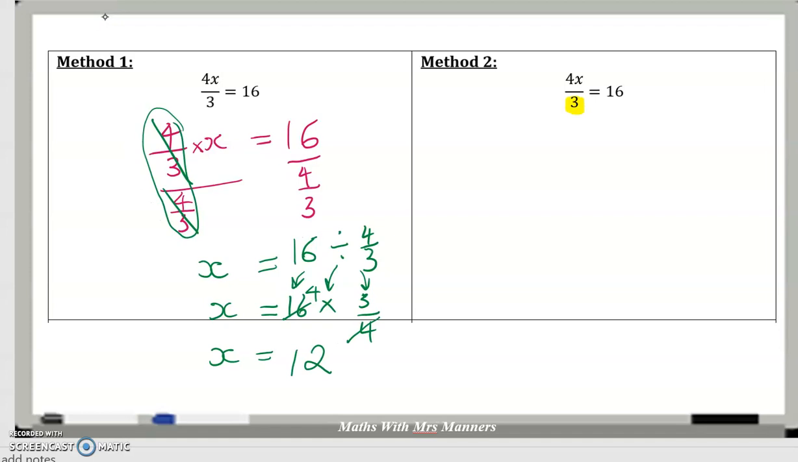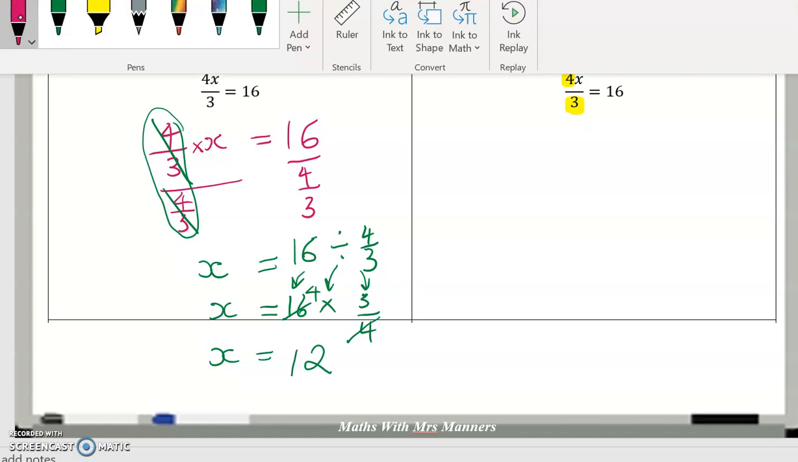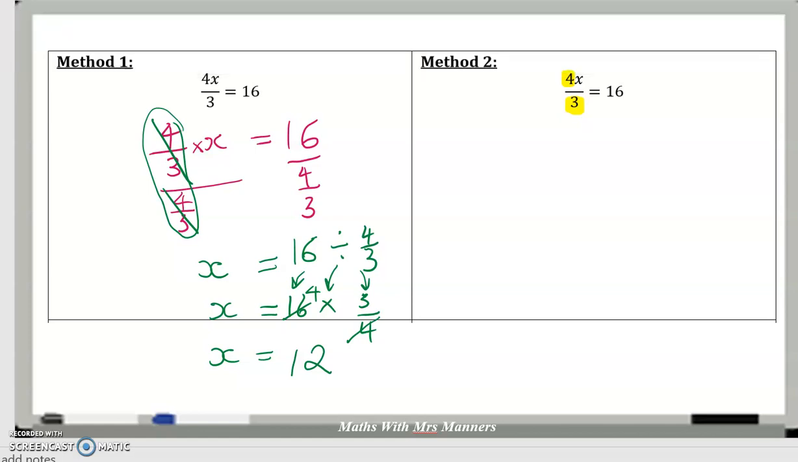So the first number is a 3 and then a 4. And what I want you to understand is that 3 traps the numerator. So I can't really touch the 4x until I remove the divide by 3. The opposite of dividing by 3 is to multiply by 3.